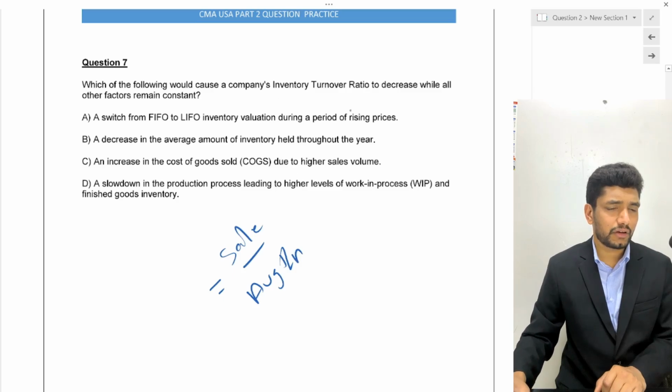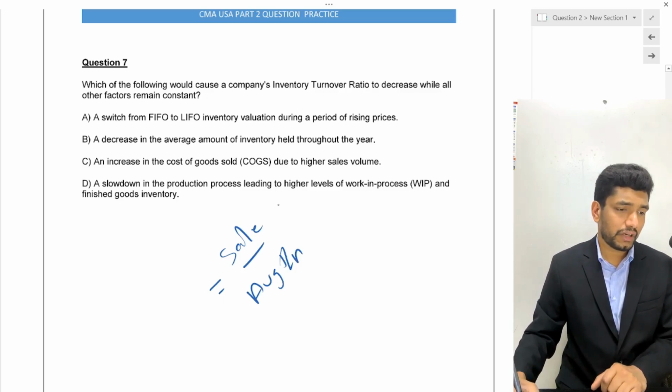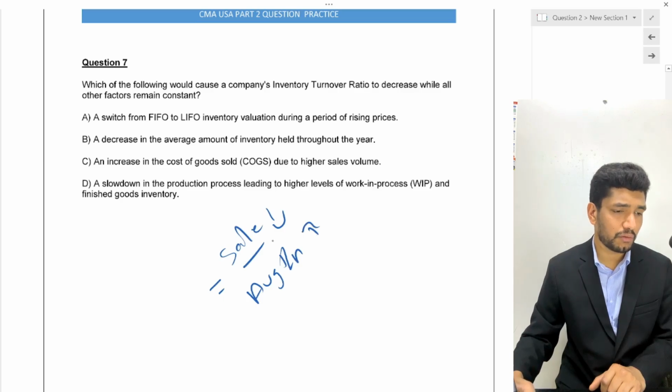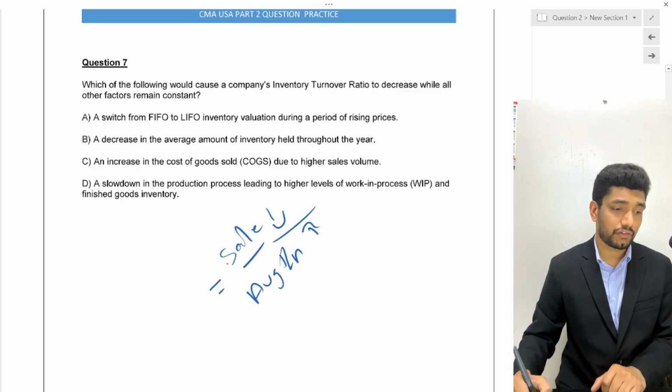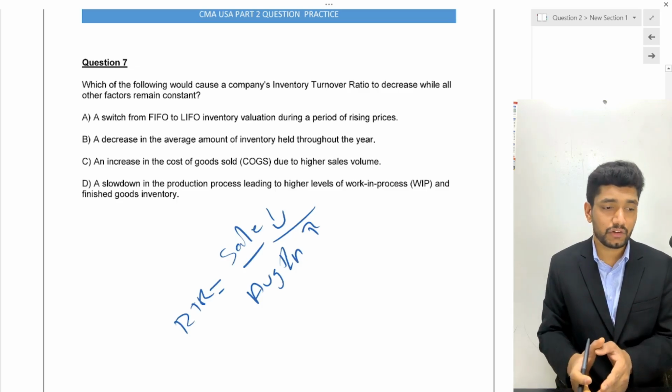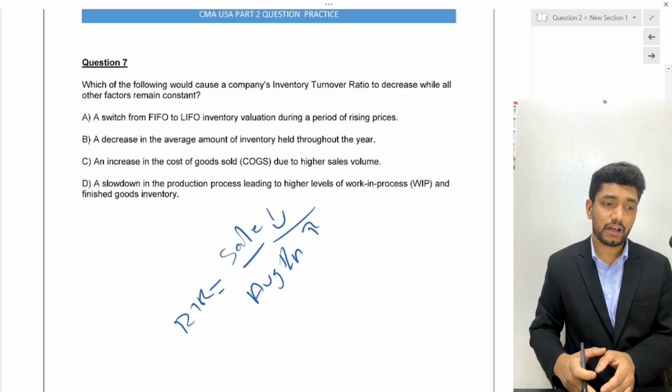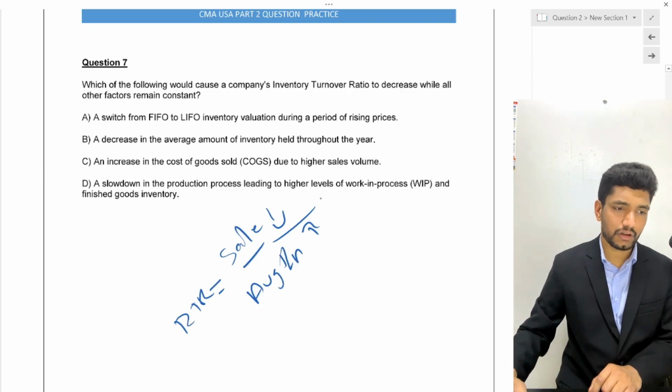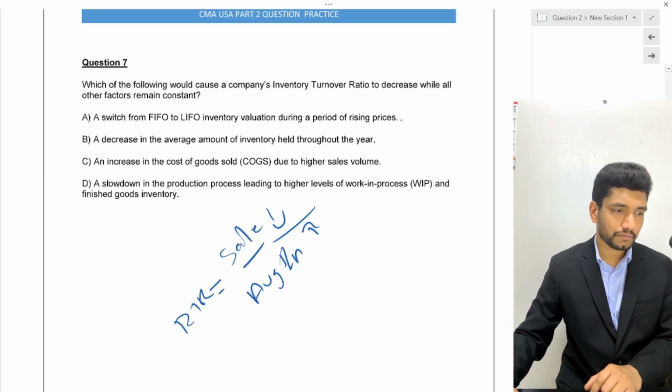Again, it is the ratio that has to decrease. So to decrease this, we have two options. One, sales has to decrease, or average inventory has to increase. These are the two options to decrease this ratio. This is the inventory turnover ratio. To decrease it, either your sales has to decrease or your average inventory has to increase. So let's read the options one by one.